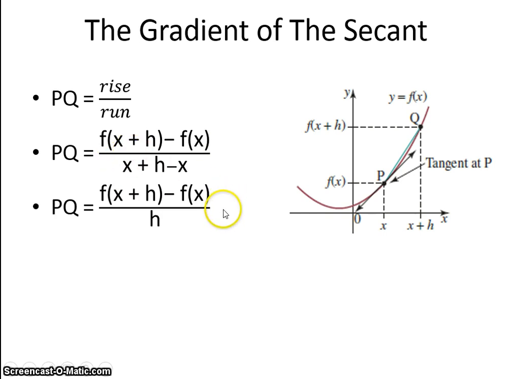This formula is simplified here on this line simply by simplifying the denominator. If we have a look at the numerator up here, we can see it looks no different to the previous formula. We have y2 minus y1, or f of x plus h minus f of x, but when we get to the denominator, we've collected like terms here to simplify. So we have x minus x, which will cancel each other out, and we're just left with h here in the middle. So the denominator simply becomes h.